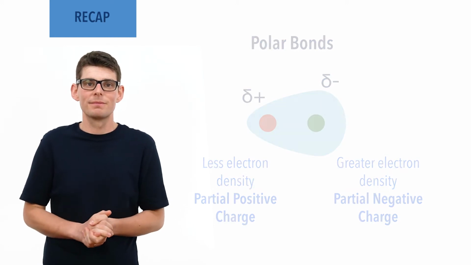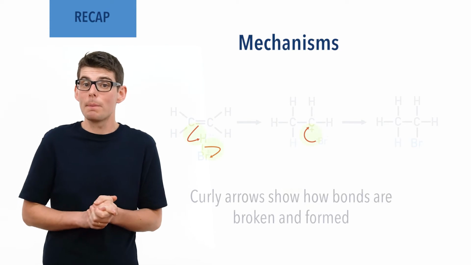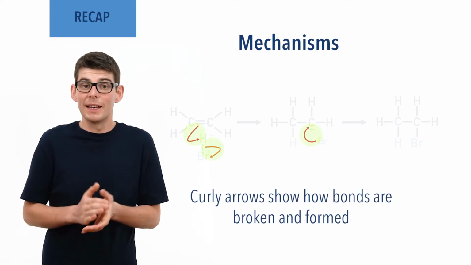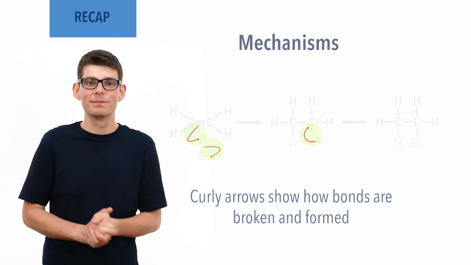In organic chemistry, we show the possible steps occurring in a reaction by using mechanisms. Curly arrows are used to show how a pair of electrons move as bonds get broken and formed. An arrowhead always points towards where the electron pair is moving to.